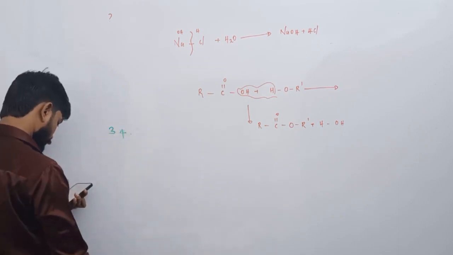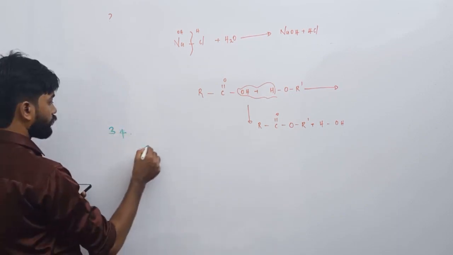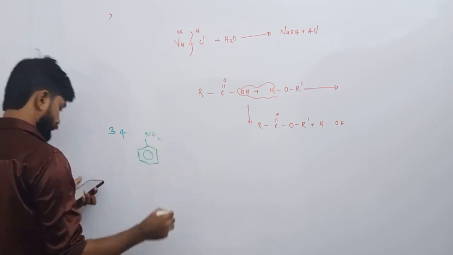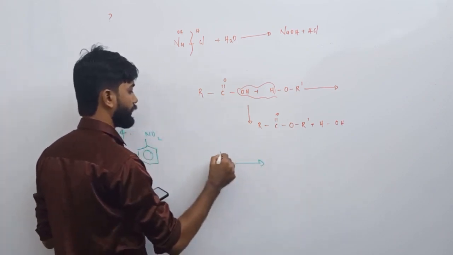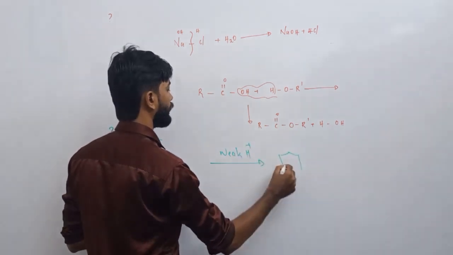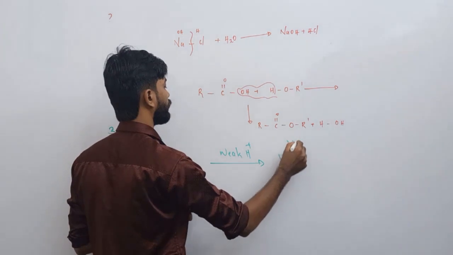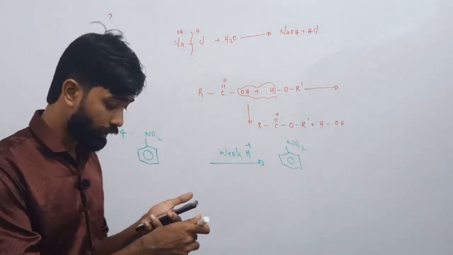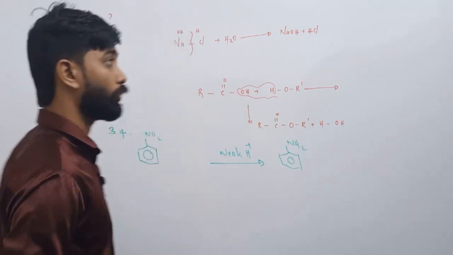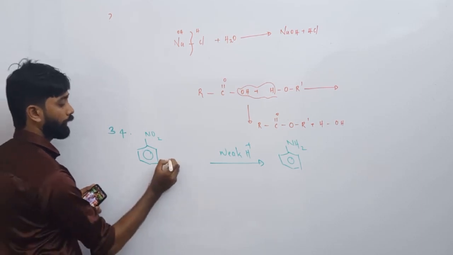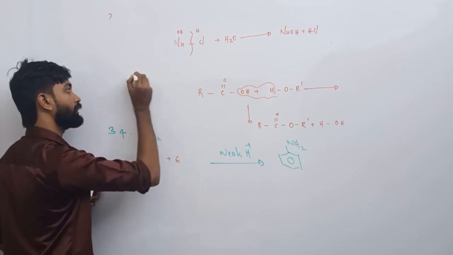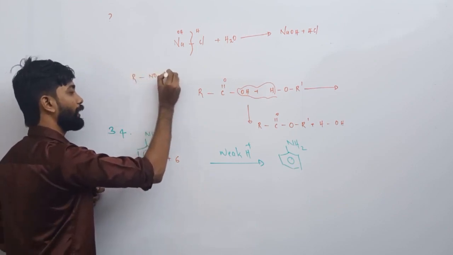Question number 34. Listen. You are given the reduction of nitrobenzene in weakly acidic medium. It is an electrolytic reduction to form aniline. And what you are asked to find is the N factor in this process. N factor means the number of electrons involved for 1 mole. The stoichiometry of this reaction is like this. The reduction of nitrobenzene will be discussed in your amines.